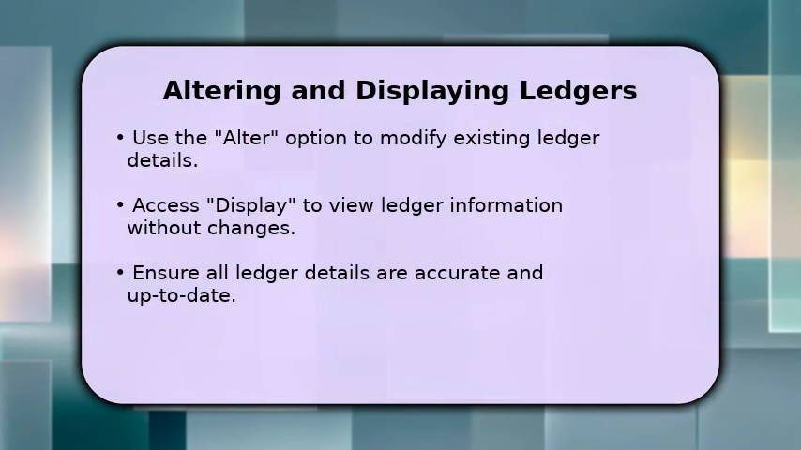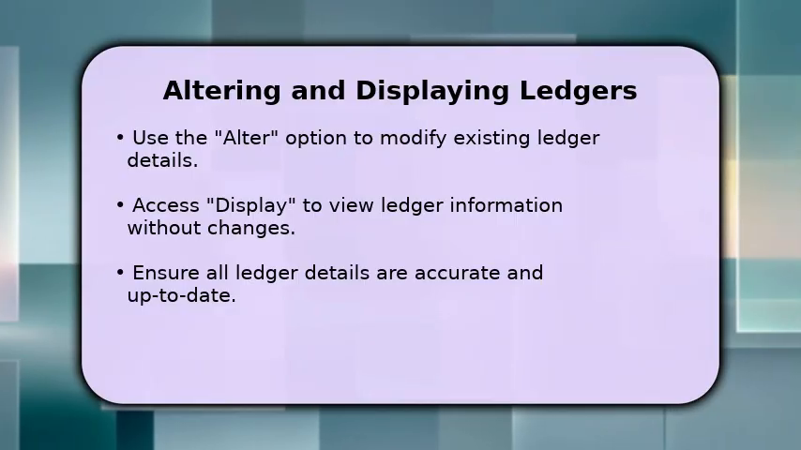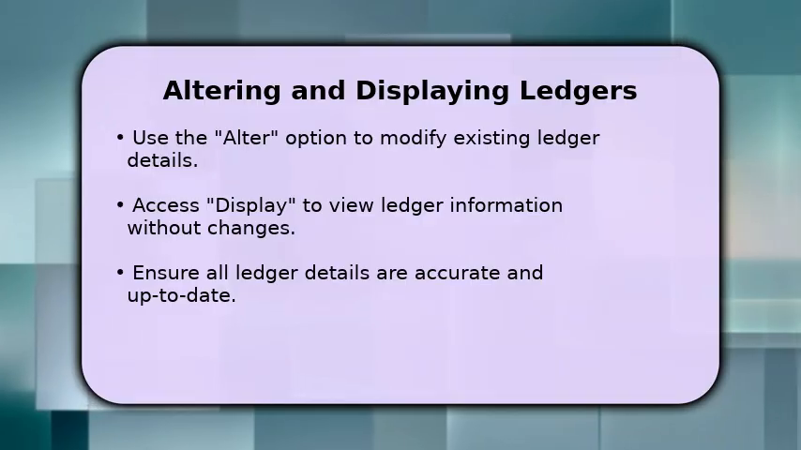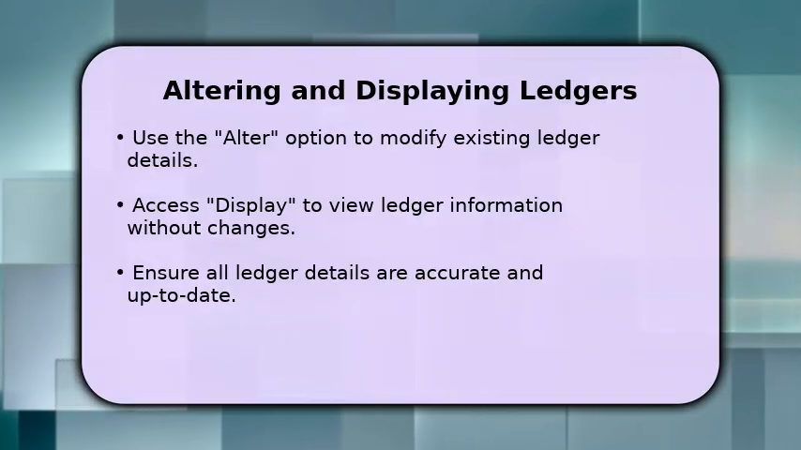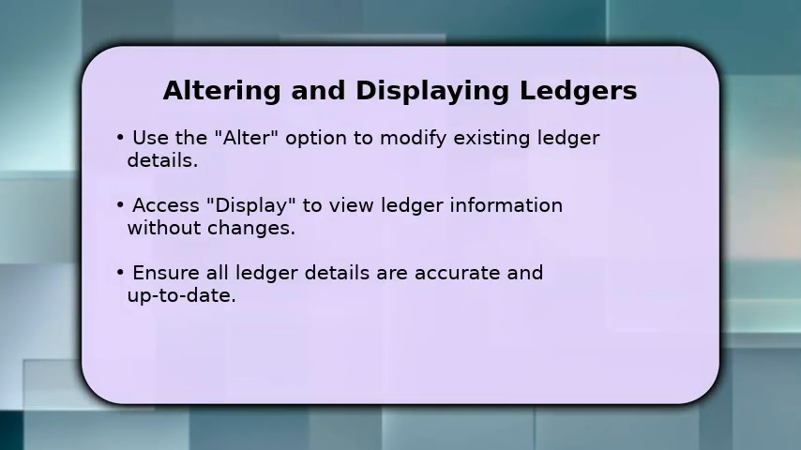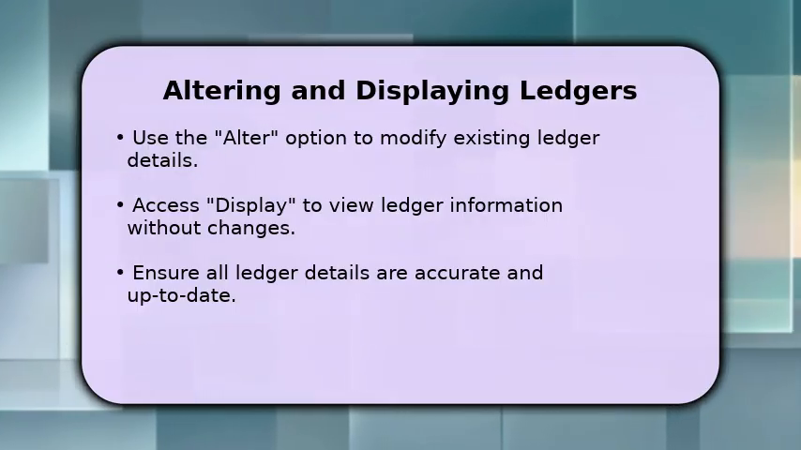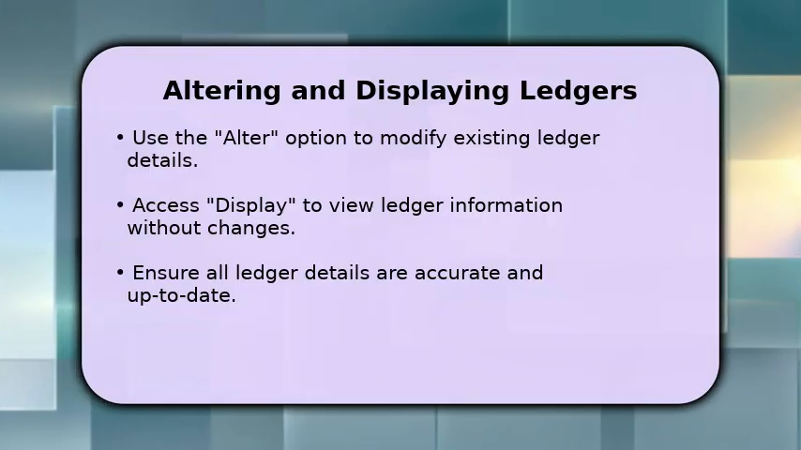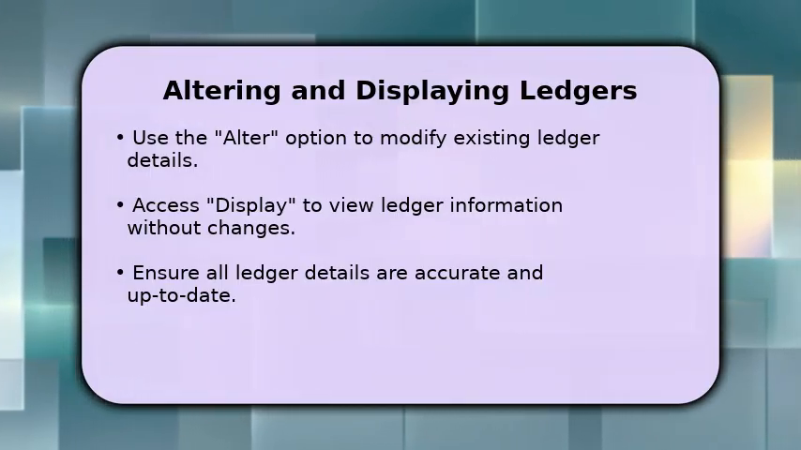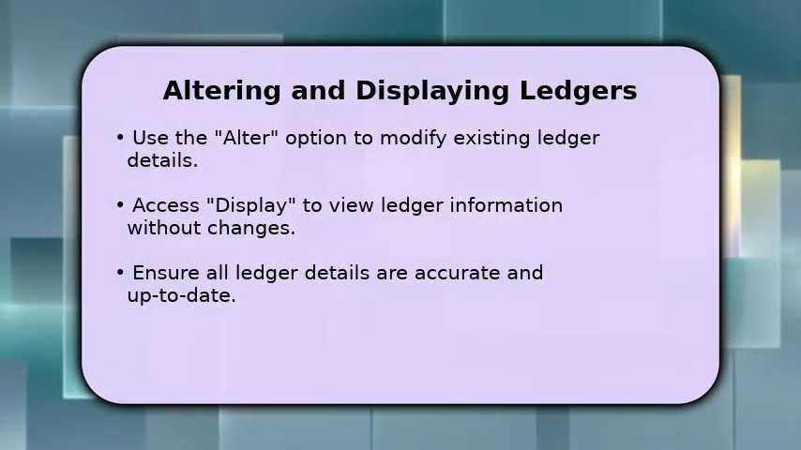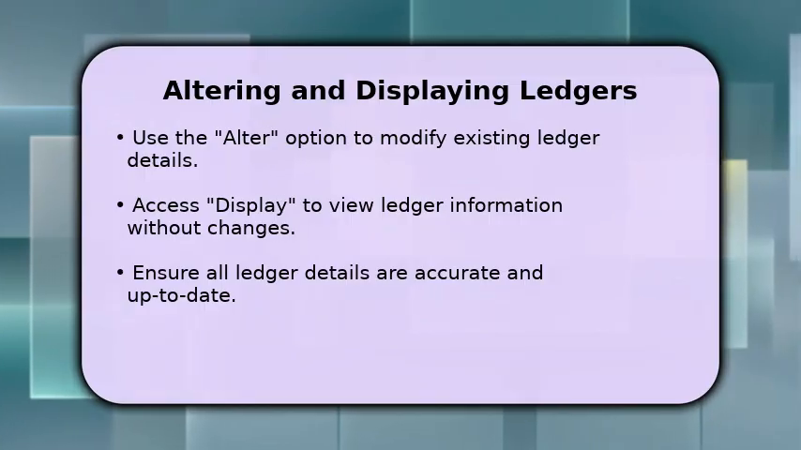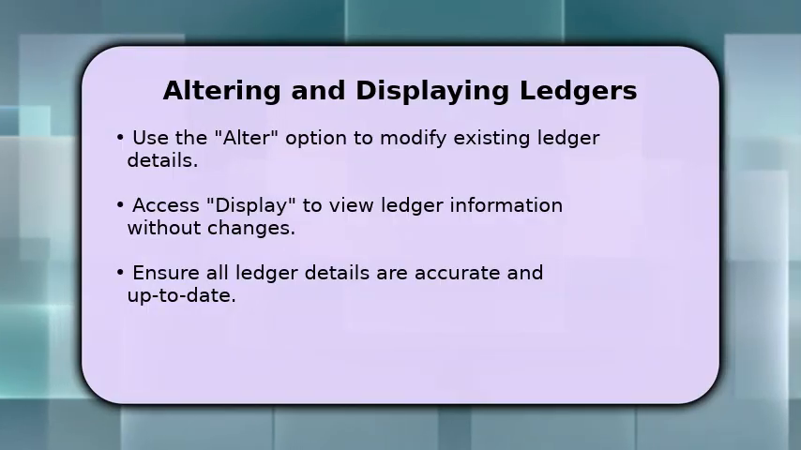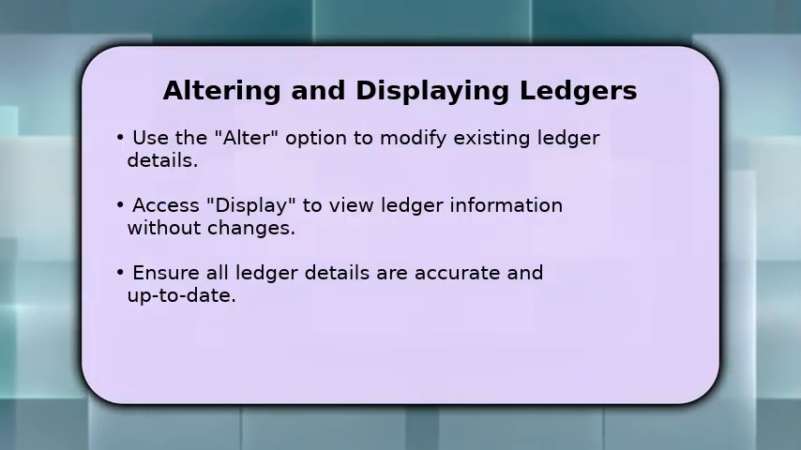After creation, you might need to alter or simply view your ledgers. To make changes, go to the Gateway of Tally, select Alter, and then choose Ledger. Here, you can modify details like the ledger name, group, or opening balance. If you only wish to view ledger information without making any changes, select Display instead of Alter. Regularly reviewing your ledgers ensures that your financial records remain accurate and consistent, which is vital for sound accounting practices.